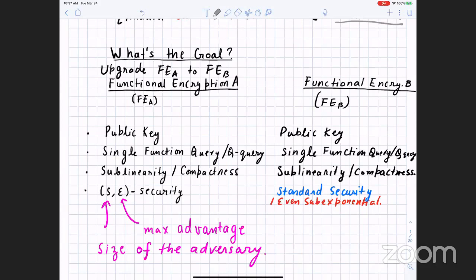So let me start off by summarizing the goal of what we want to do. We want to come up with a transformation that upgrades the security of a functional encryption A in order to construct a functional encryption B. So we want to start off with a functional encryption scheme which satisfies this notion, which I will denote by S epsilon security. I'll define this S epsilon security in just a minute, but think of it as really the weak notion of security that Rachel was talking about. And we want to construct a functional encryption from this which satisfies the standard notion of security, and in fact even sub-exponential security, assuming some parameters are set appropriately.